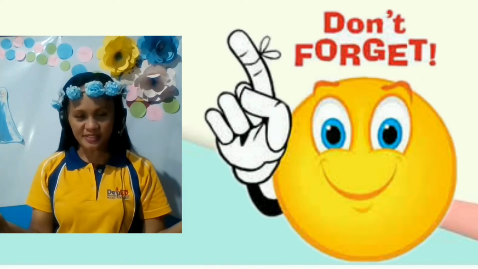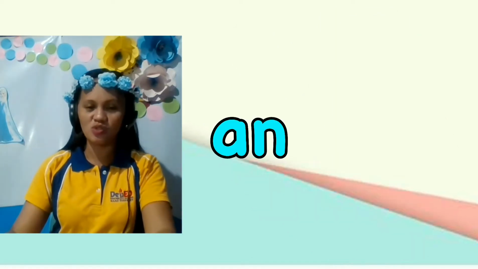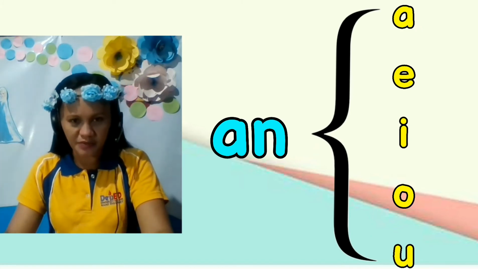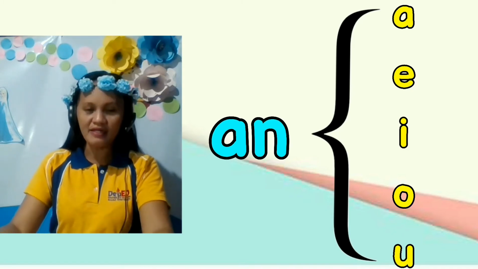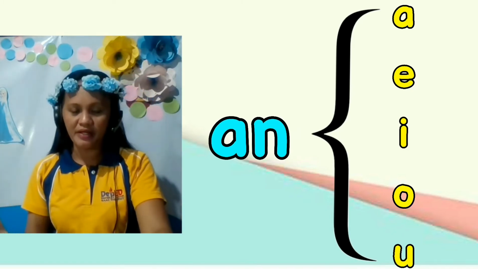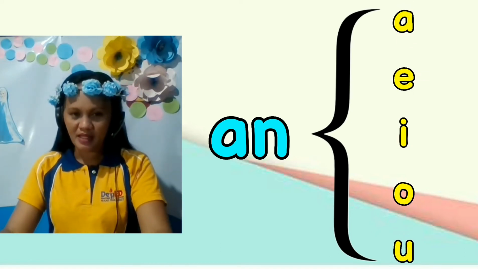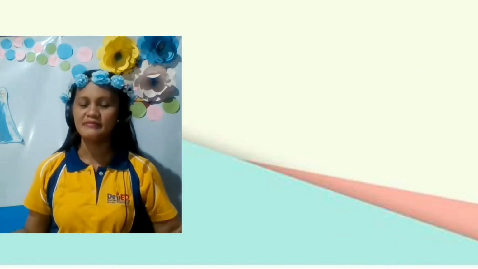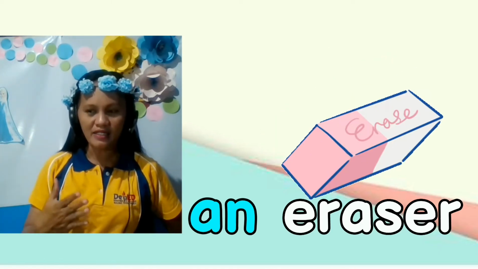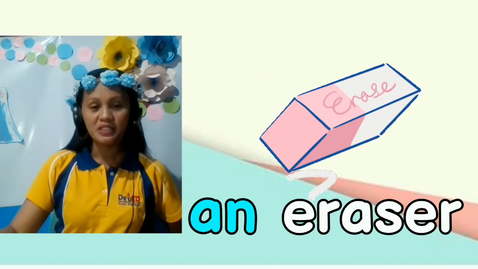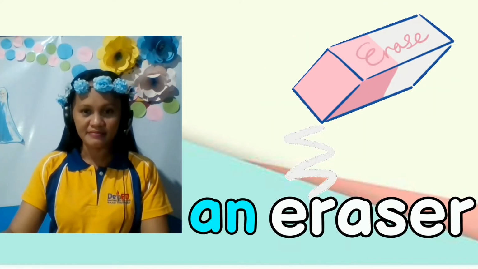Remember, we use an before a word that begins with a vowel sound. Again, we use an before a word that begins with a vowel sound. Example number 1, an eraser. An eraser. Eraser begins with a vowel e.